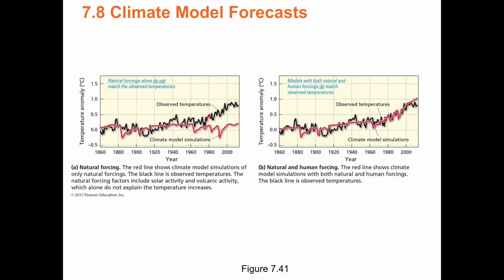So looking at the observed versus the climate models that only looked at natural factors, there's very poor agreement. If you look at the black line of what really happened and the red line of the climate models, including natural and human changes to the climate, there's very good agreement.